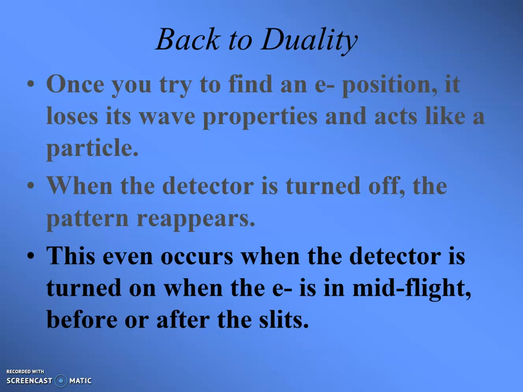This even occurs when the detector is turned on when the electron's in mid-flight, before or after the slit. What is really strange is that even if you put on the detector after the electrons have gone through the two slits in the Young experiment, if you turn the detector on at any point, the electrons will act like a particle and will have gone straight and make two blobs. It doesn't matter when you put on the detector, you get two blobs instead of the interference pattern.